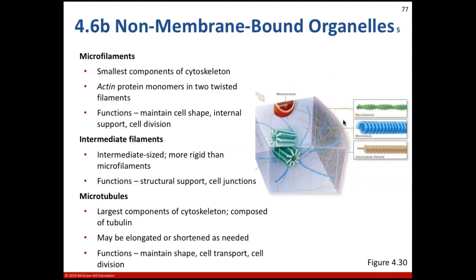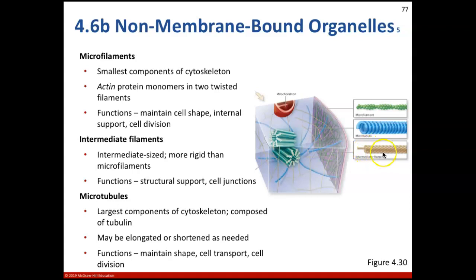Our microfilaments are the smallest components of our cytoskeleton. Our actin protein monomers are used, and they are 2 twisted filaments. You can kind of see the individual subunits here in green. Imagine 2 long strands that are just twisted amongst one another. They're going to function in maintaining our cell shape, internal support, and cell division.